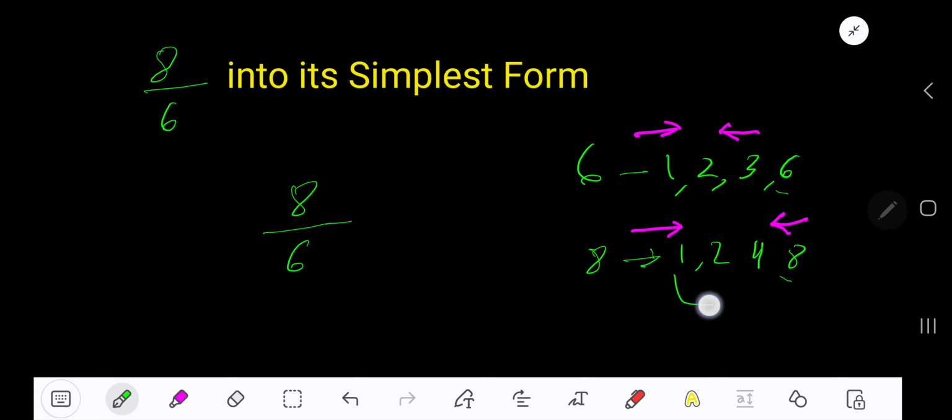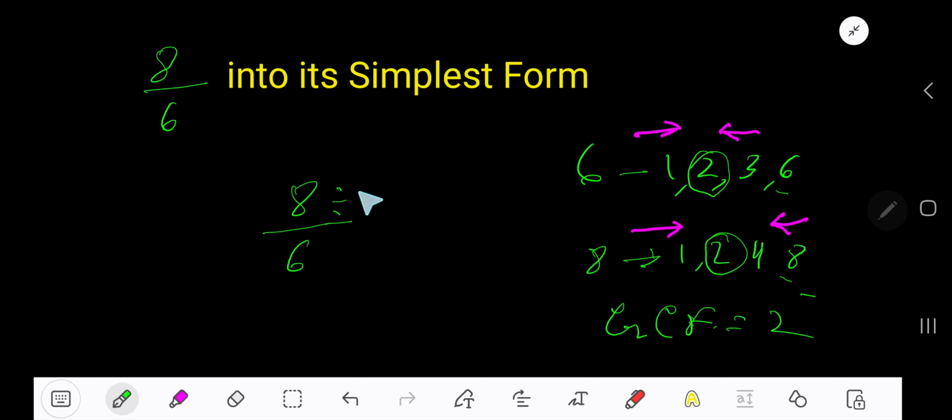On the other hand, 1 times 8 equals 8, so 1 and 8 are factors of 8. Then 2 times 4 equals 8, so 2 and 4 are factors of 8. So the greatest common factor is 2. The GCF between these two numbers is 2.